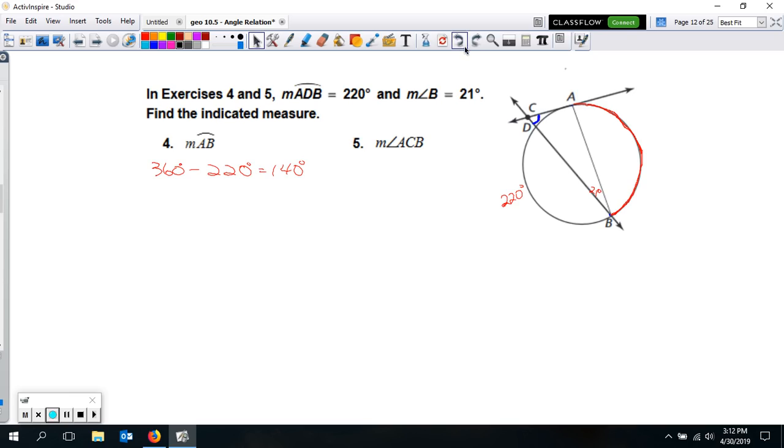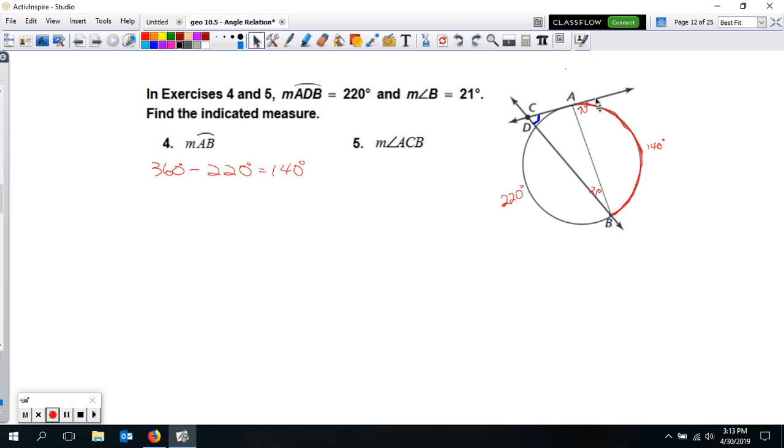So if we know that's 140, we're now looking for the next thing right here, the measure of angle ACB. A to C to B, that's what I'm trying to find out, this measure. And like I said, we know that our arc over here is 140. So that means that this angle right in here, where A is to B this way, is half of 140. That's got to be 70 degrees, just from our theorem that we just saw.